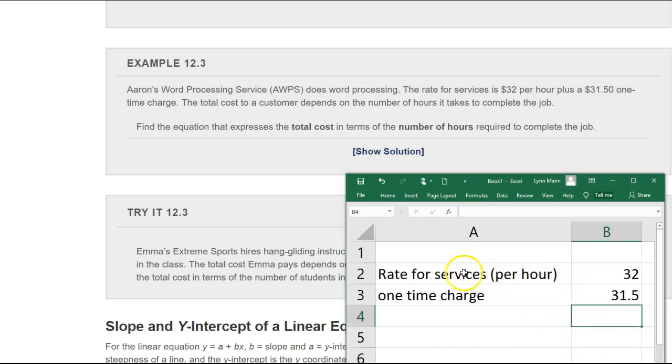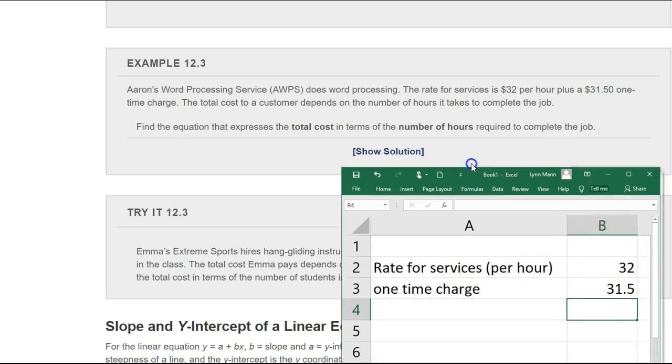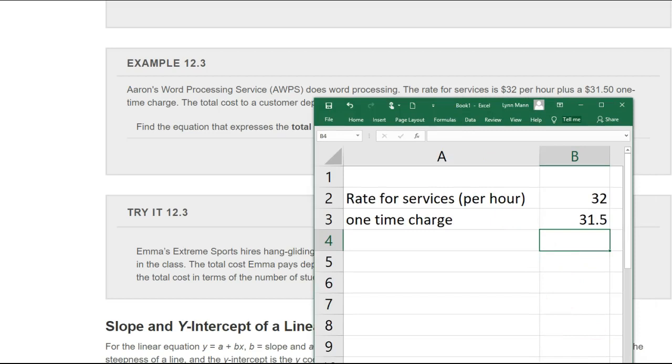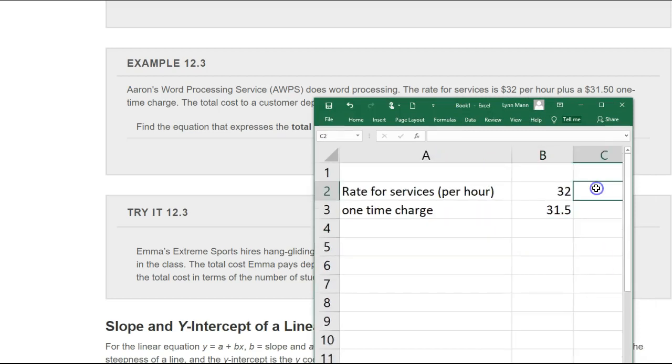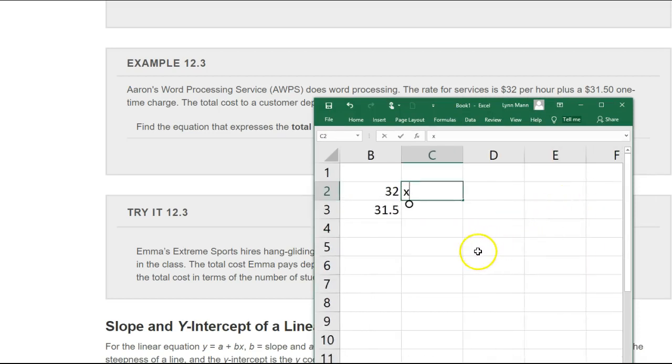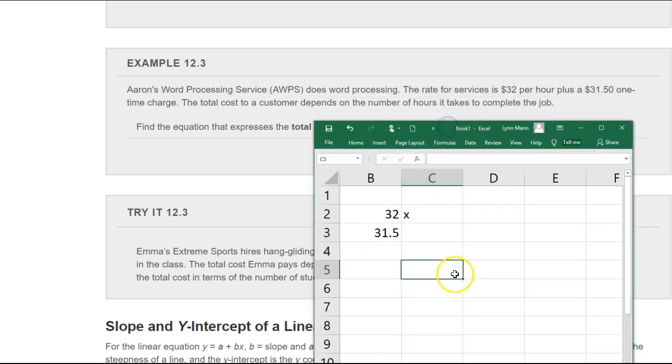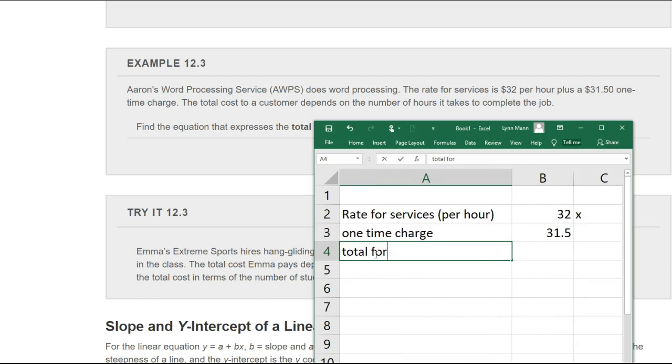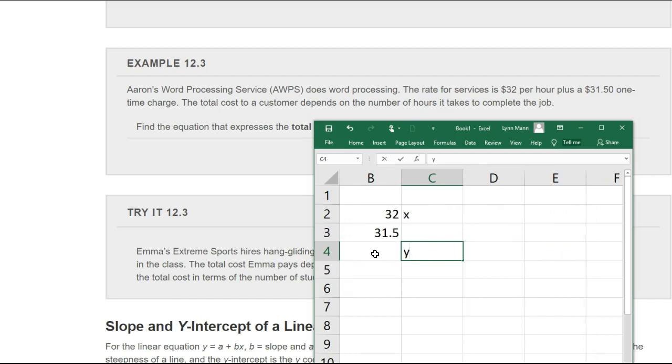The thing of it is, since this rate of service is based on hours, depending on how many hours, that's going to change. So we need to multiply that by an X. We know that whatever total this is, that's going to be the total for the job. And I'm going to call that Y. So total for the job, I'm going to call that Y.